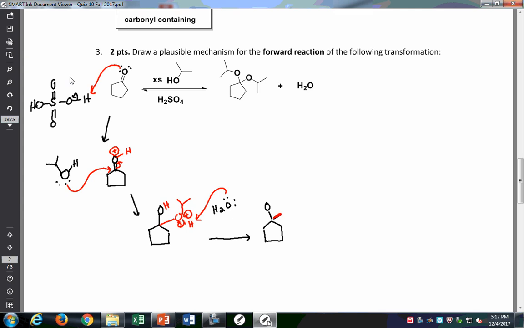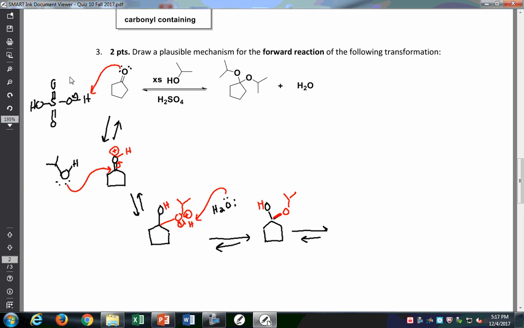So now we have one of those on there. But our final product has 2 of these. And also, all of these steps are pretty reversible. In my mechanism, I don't really take off for you not putting the reverse arrows, but they're all pretty reversible. We're using concentrated H2SO4 to drive the reaction forward.